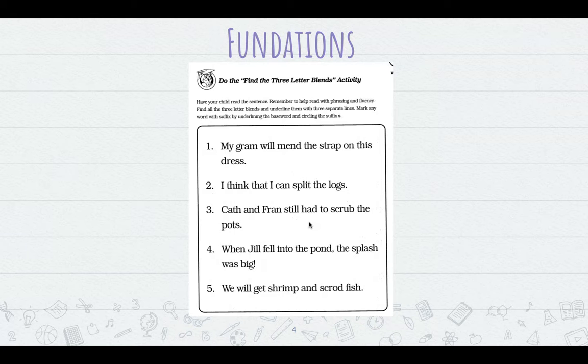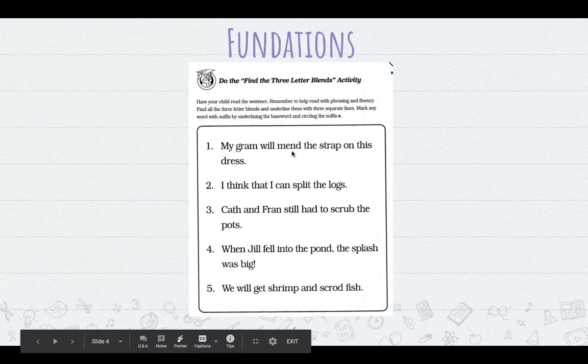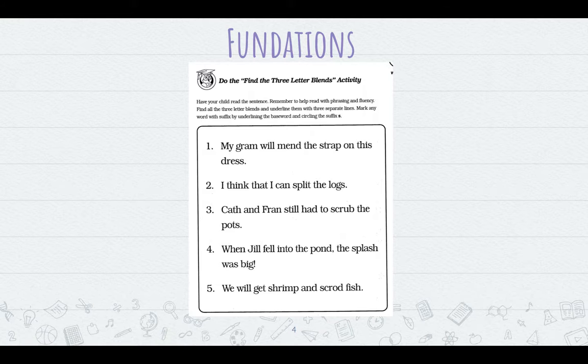For foundations today, you're going to read the sentences, and remember, you're going to try and read them with fluency. That means reading them at a nice pace. So it might take you a few times before you get a good pace. You might have to read these over and over again. Then you're going to find all the 3-letter blends and underline them with 3 separate lines.